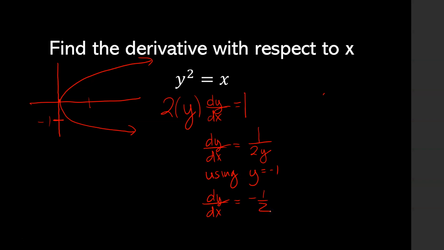Does that seem like a good slope? Well, maybe if I had drawn better, but at least the sign is negative. Let's use y equals positive 1. That would be dy dx is equal to positive 1/2. And we know about the symmetry of parabolas, so that seems logical. Well, I hope it does.